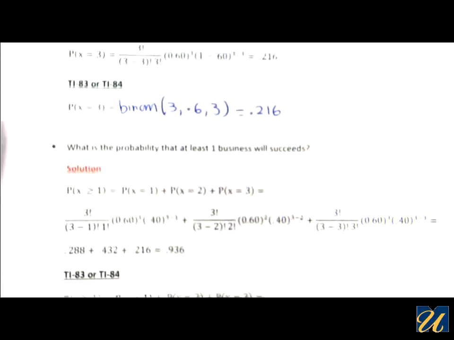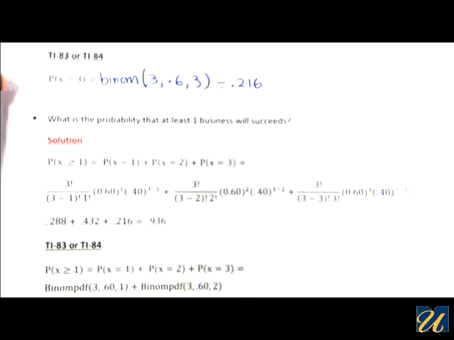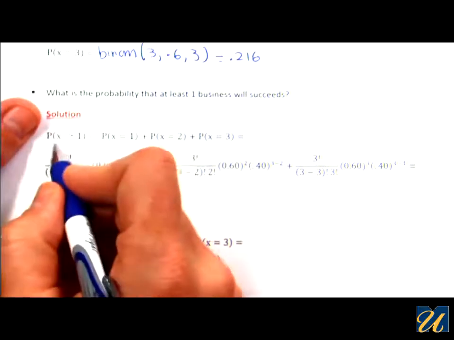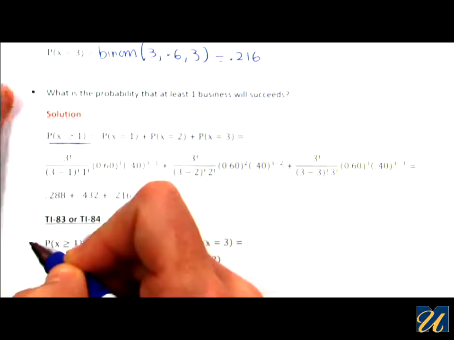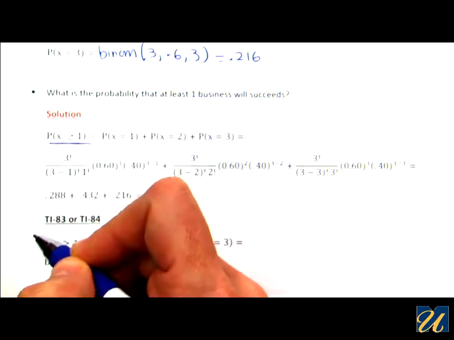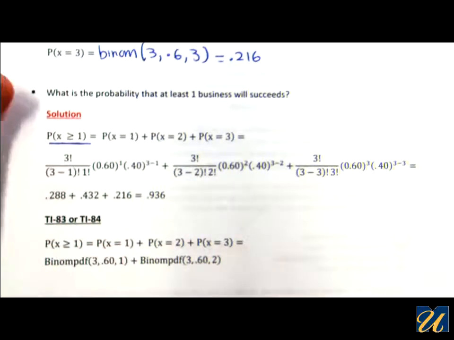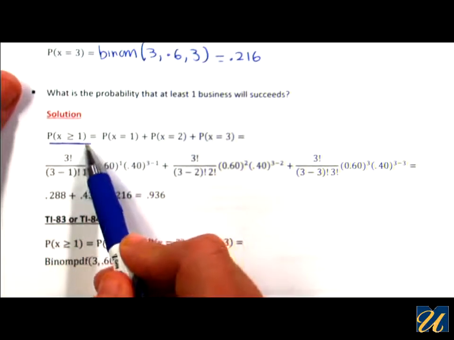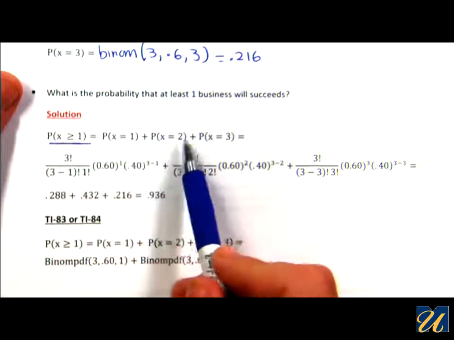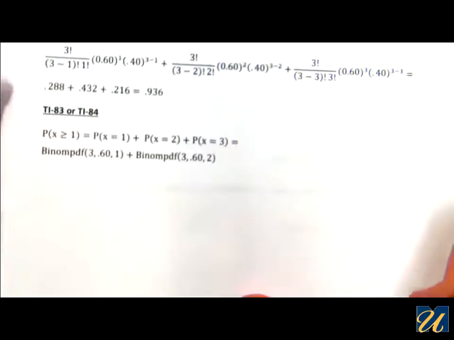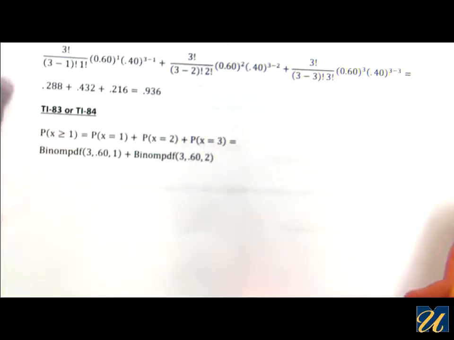0.216. What is the probability that at least one business will succeed? At least one is x greater than or equal to 1. We cannot calculate it this way. We have to rewrite it. At least 1, including 1. We have x equals 1, 2, 3. We stop at 3 because this is our sample size. We can only go up to our sample size.